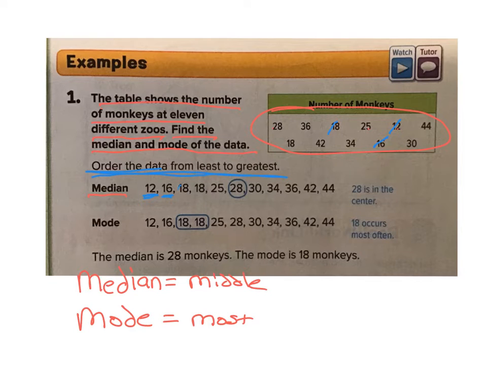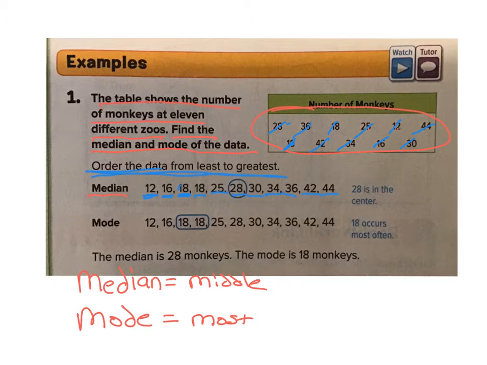Then 18, good. There's two 18s, so you've got to put both of them. 18, then 18. There's a 25. Then there's a 28. 28's right here. That's good. Then there's a 30, a 34, a 36. We're going in order from least to greatest. 42, and finally a 44.